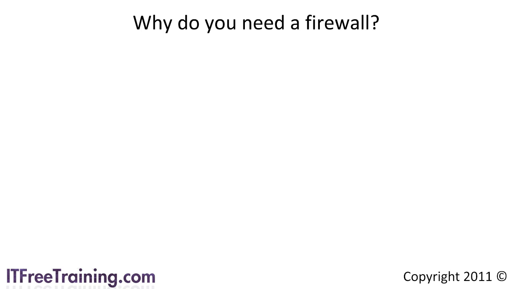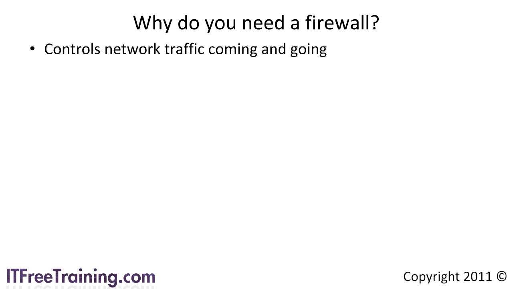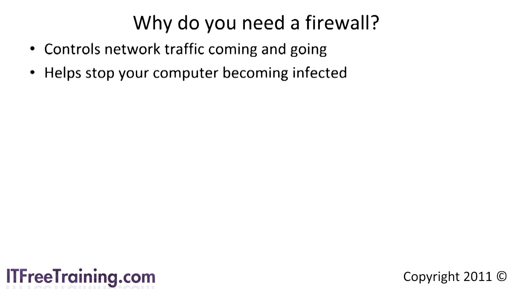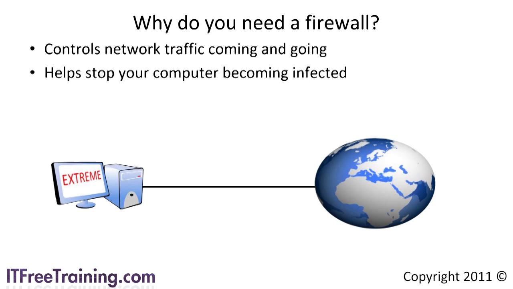A firewall helps to control network traffic coming and going from your computer system. This helps prevent your computer becoming infected by malware when it connects to the internet. Imagine your computer is connected to the internet. A vulnerability is discovered in Windows. It is not uncommon for a vulnerability to be discovered in the operating system long before a fix is available. Your computer and every other computer on the internet is vulnerable to this attack.